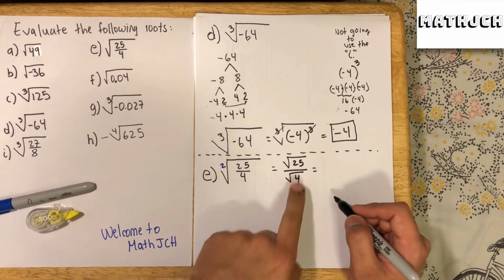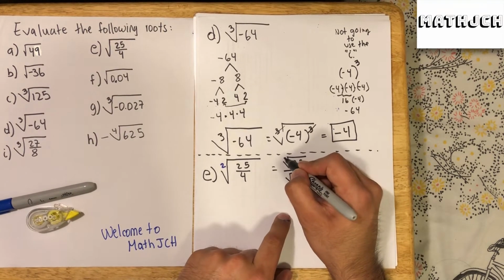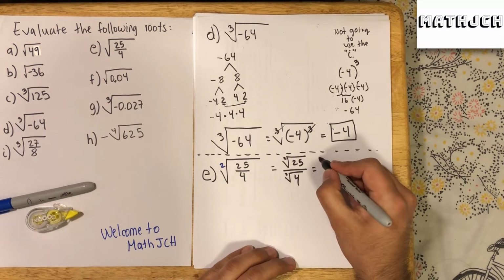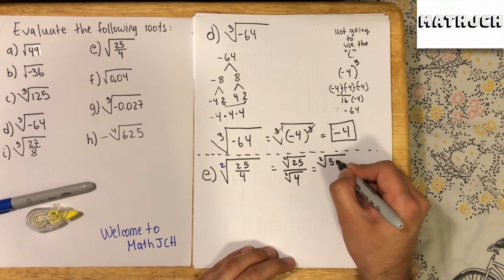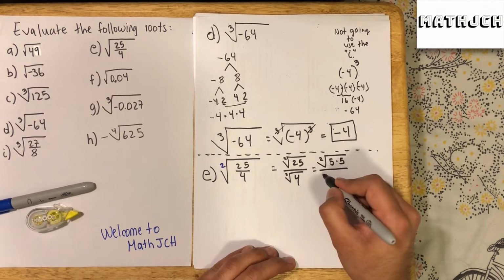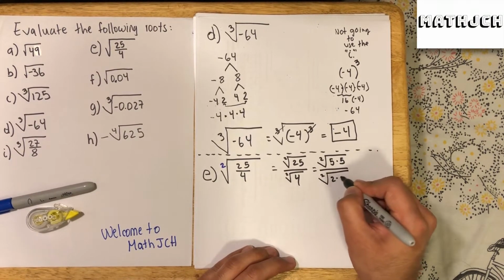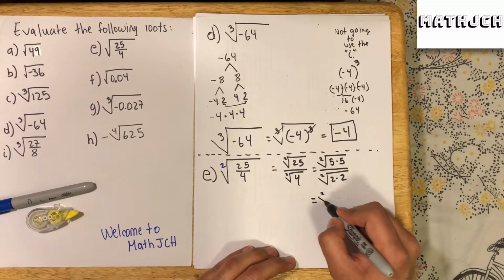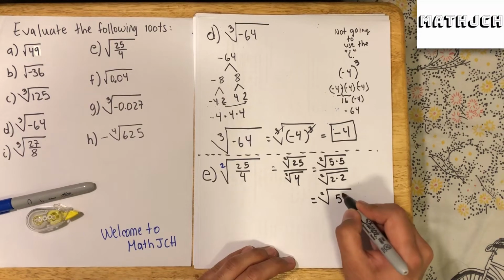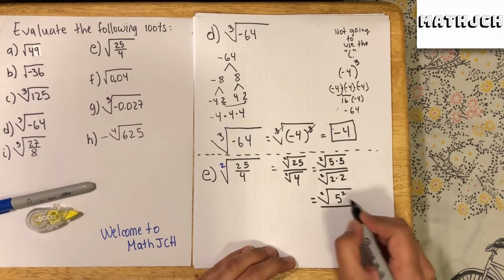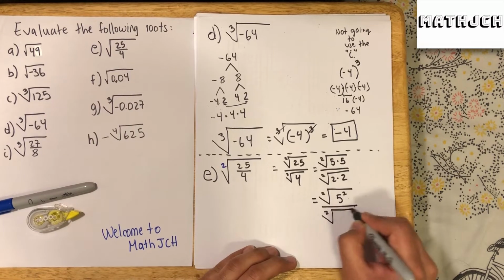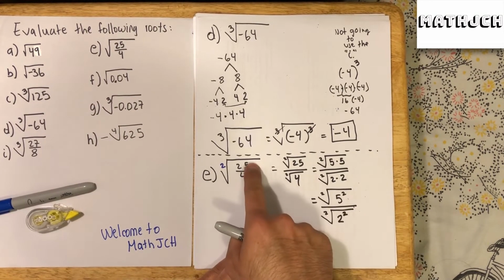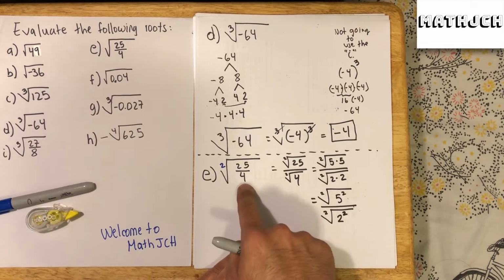Each one has an index of 2, okay? So 25, I could rewrite as 5 times 5. And the 4, I could rewrite as 2 times 2. And again, another way of rewriting 5 times 5 is 5 to the power of 2. And 2 times 2, same principle, could be rewritten as 2 to the power of 2. Why? Because 5 to the power of 2 gives me 25, and 2 to the power of 2 gives me 4.